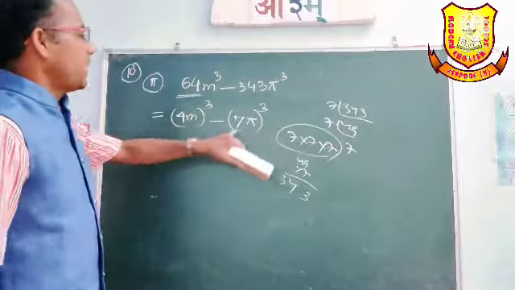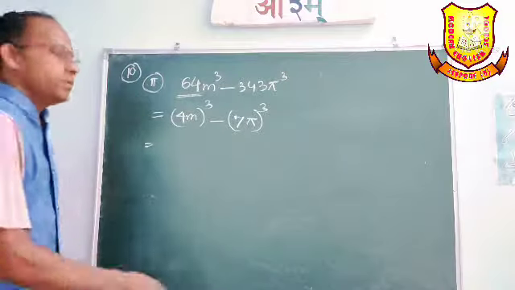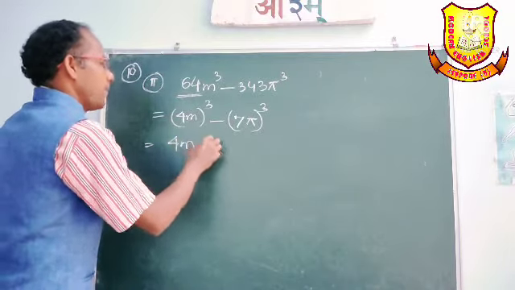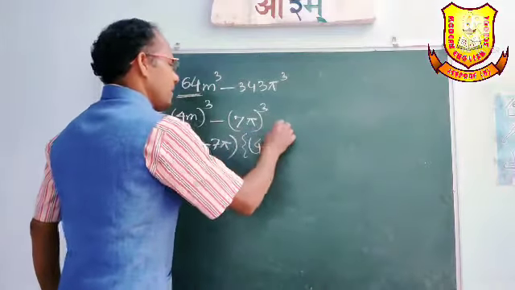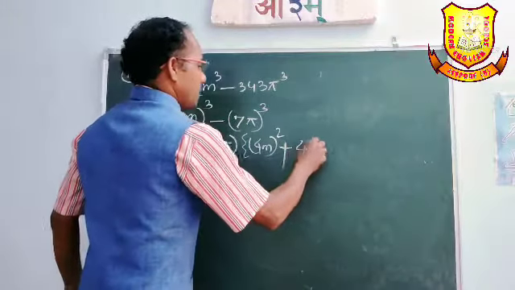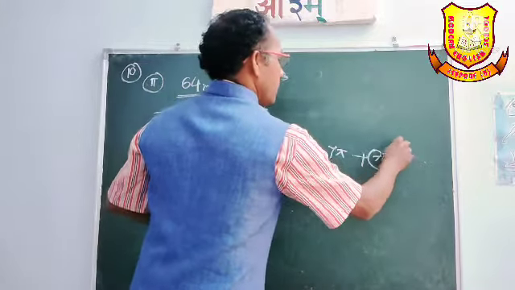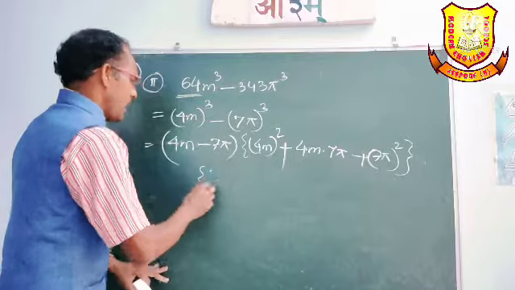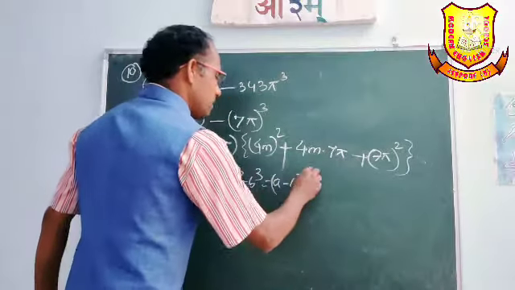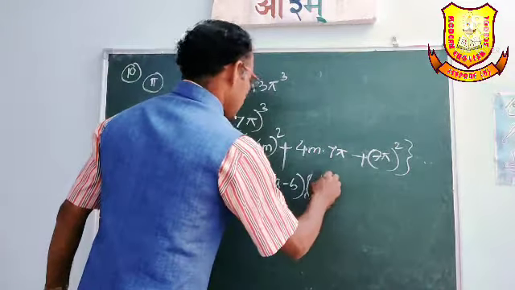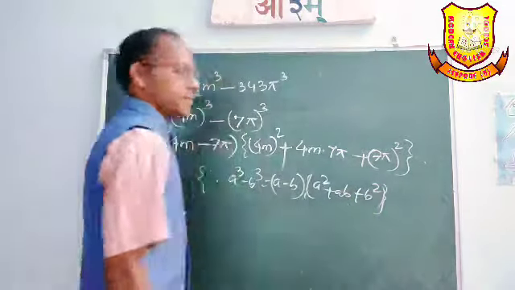Okay, so a cube minus b cube. You have to write the formula here: a cube minus b cube is equal to (a minus b) whole into (a square plus ab plus b square). This formula you have to write.